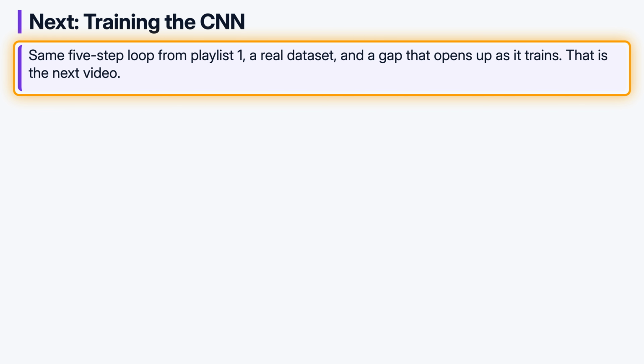That is the whole model built and checked. Next, we train it. The same 5-step loop from playlist 1, a real dataset and a gap that opens up as the model trains. That is the next video. See you there.